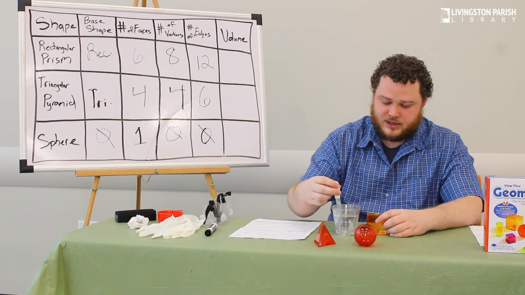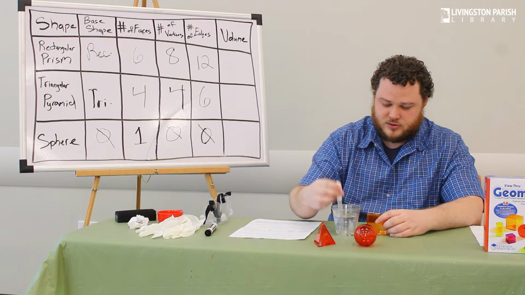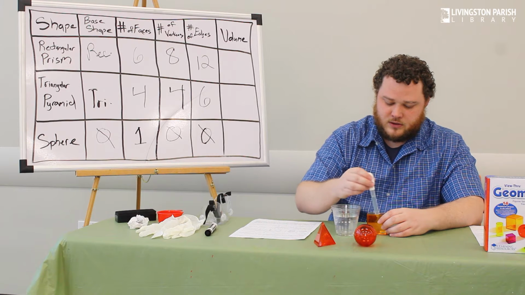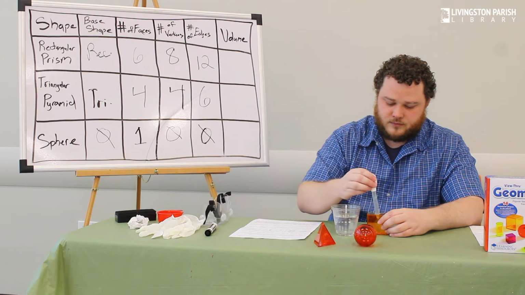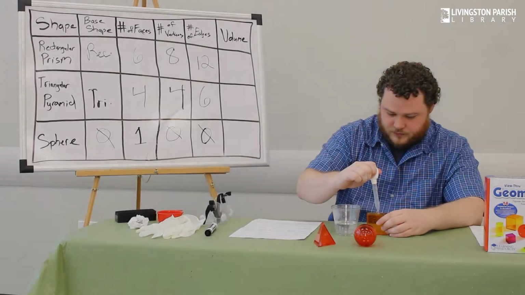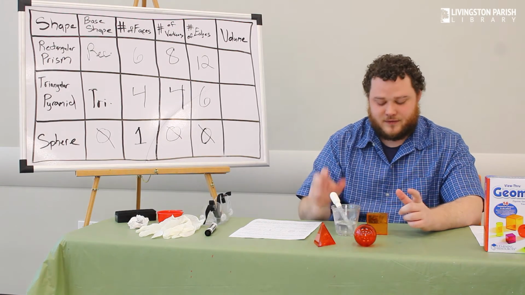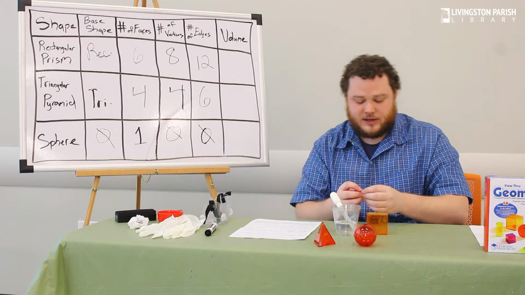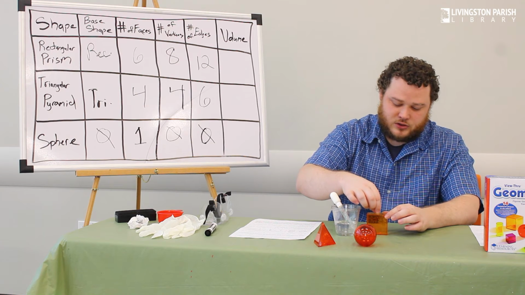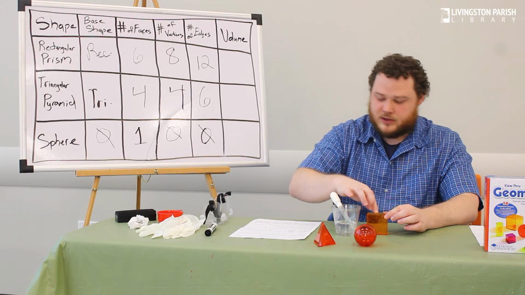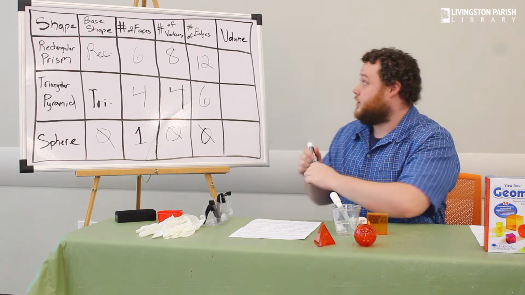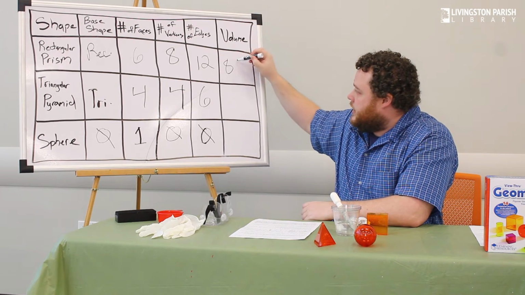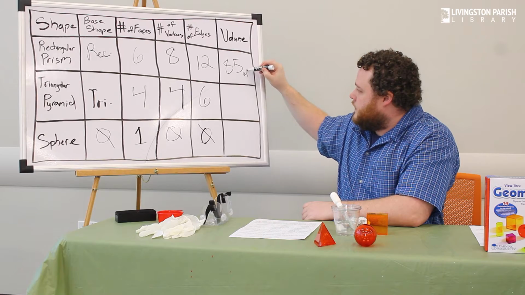Ready? Let's count. Fill it up to 5. 10. 85. So 85 milliliters can fit in our square prism. So if 85 milliliters, wait, let's write it on our chart. 85 milliliters.